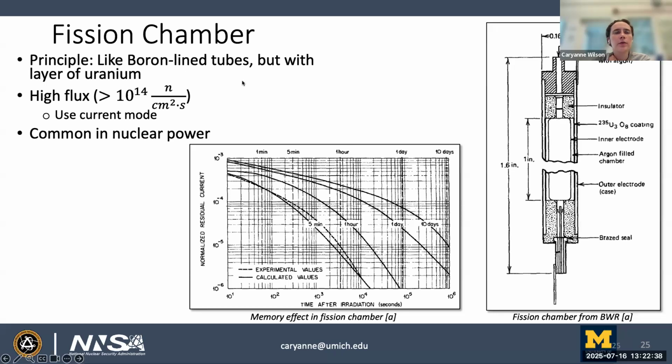This is really similar to the boron-lined tubes, but it's lined with a layer of highly enriched uranium so that it's extremely sensitive to thermal neutrons. The thermal neutron will induce fission and a large amount of energy will be deposited into the fill gas. It makes it super easy to discriminate neutrons from gamma rays, especially in high flux environments such as spent fuel. But these are operated in current mode in these high flux environments, so we don't usually see individual pulses. We see the average current over a certain time period.